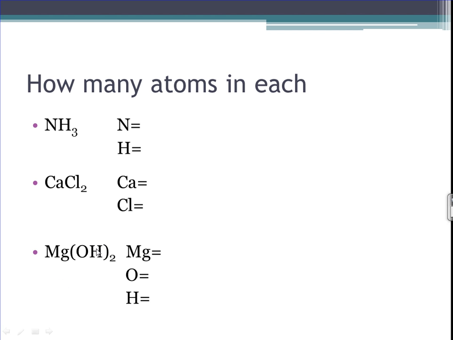Pay attention to the parentheses. It works the same way in science that it does in math. This too applies to everything inside the parentheses. So if you said that there was 1 nitrogen atom and 3 hydrogen atoms, 1 calcium atom and 2 chlorine atoms, 1 magnesium atom, 2 oxygen atoms, and 2 hydrogen atoms, you got the answer correct.